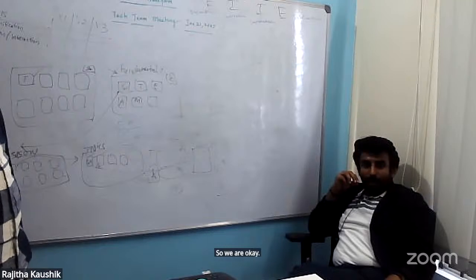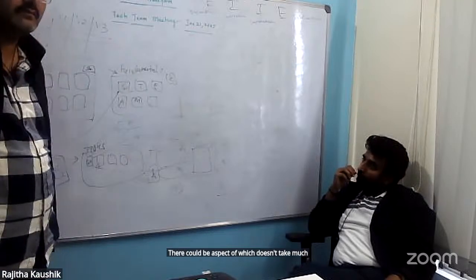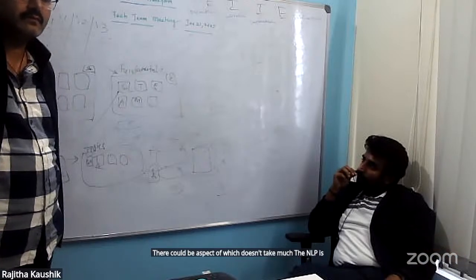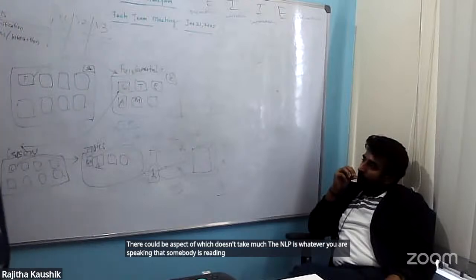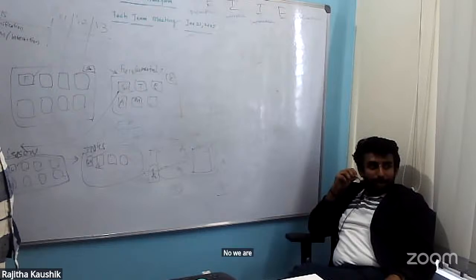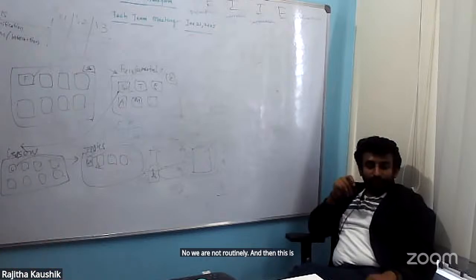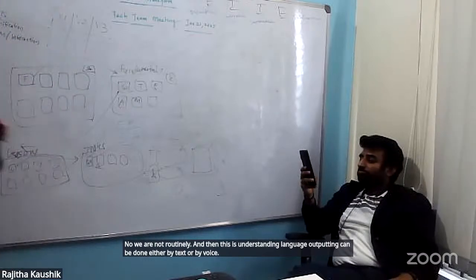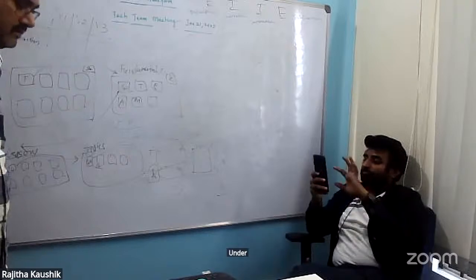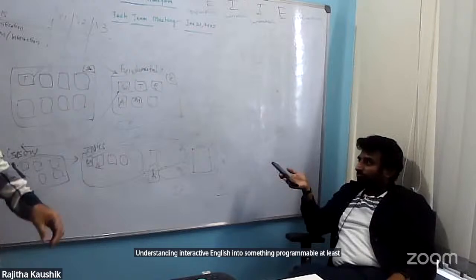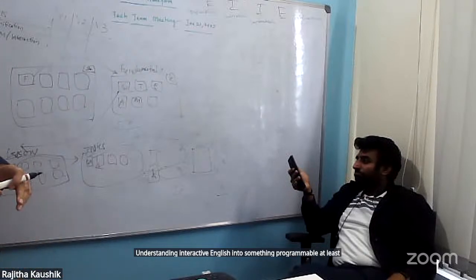So we are only using the NLP aspect of it, which doesn't take much. How does the NLP come into the picture here? The NLP is whatever you are speaking, that somebody is reading, understanding and responding. That is NLP. When we say NLP, voice comes into the picture, Radha. NLP is understanding language. Outputting can be done either by text or by voice. And understanding interactive English into something programmable is NLP, on the custom Gemini.